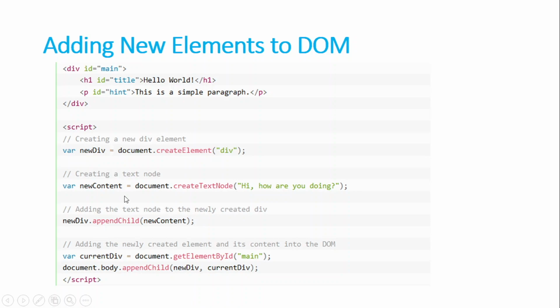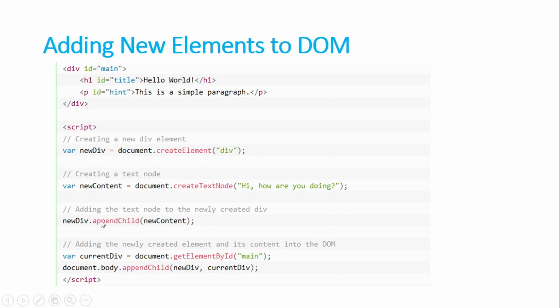Now we can also create the content that we want to add inside this div tag. For that I'll be using createTextNode, a method that creates textual data for an element. You can see we are writing "hi, how are you doing?" Then we are appending this text data we just created into newDiv by using the newDiv.appendChild method.